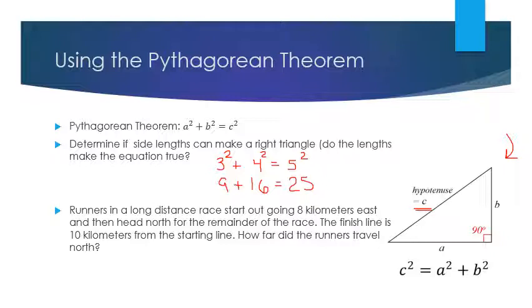So you might want to sketch this out on a piece of paper. They've gone 8 kilometers east, then they turn north, and you don't know how far. But you do know that when they end up, they are 10 kilometers from the starting point. So you've got the hypotenuse. You don't have one of the legs, which we'll call B. 8 will be A, and C will be 10. So 8 squared plus B squared equals 10 squared.